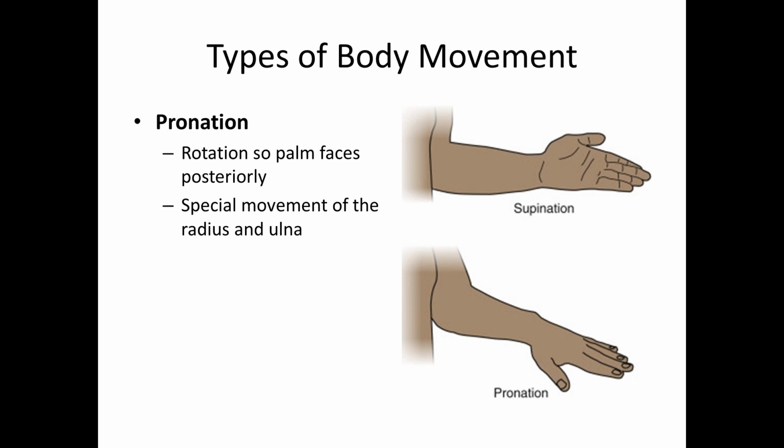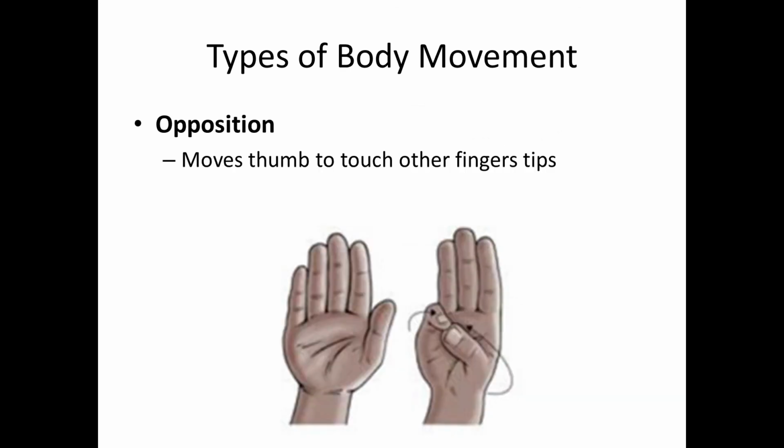Pronation is the opposite of supination, and we see that we're going to then turn so our palms face down. Again, the radius and the ulna are going to rotate around one another. Pronation.